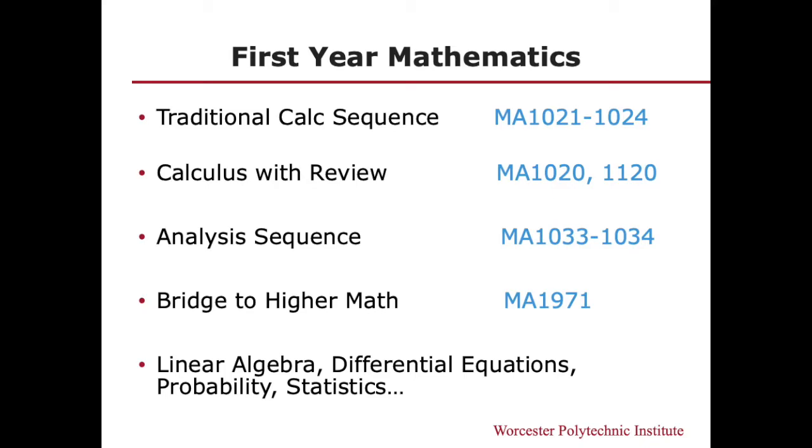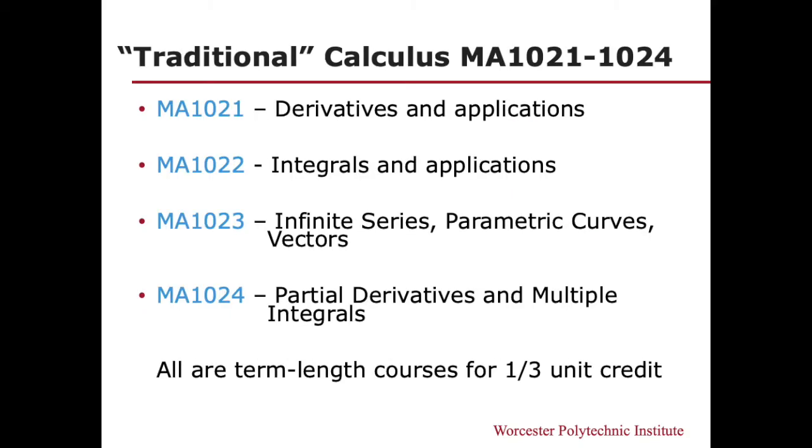We basically have 3 different versions of calculus. Our traditional calculus sequence, a calculus with review, which is a semester-long version of Calc 1 and 2, and an analysis sequence for Calc 3 and 4. Then we get into what comes after that, what are the next steps. So first, our traditional calculus sequence, Calc 1, 2, 3, and 4.